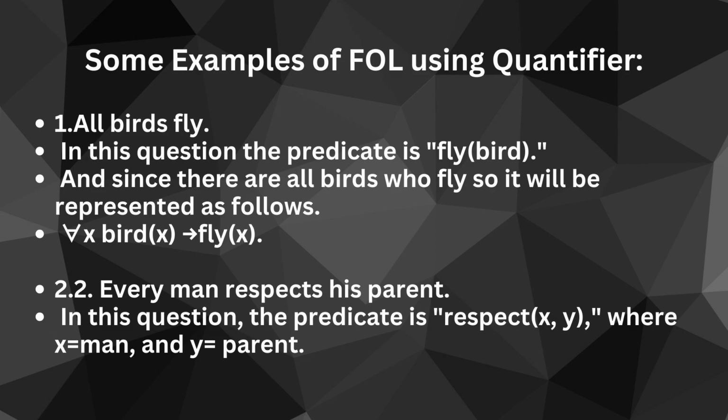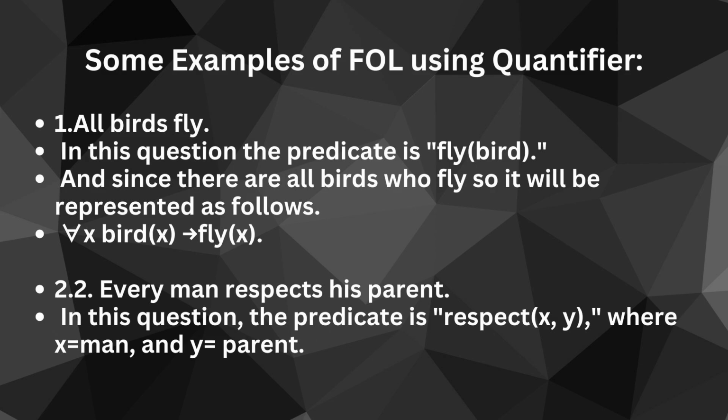Second example is "every man respects his parent." The predicate is respect x comma y. It is used to represent the relationship. The statement refers to the respect of each man for their parent. While we did not provide the complete representation, it could be something like for all x, man of x implies respect x comma parent of x.